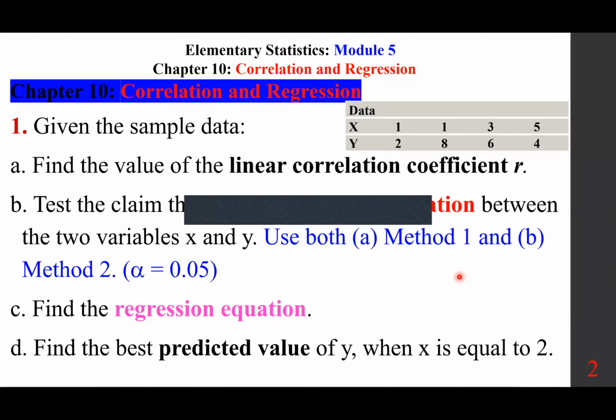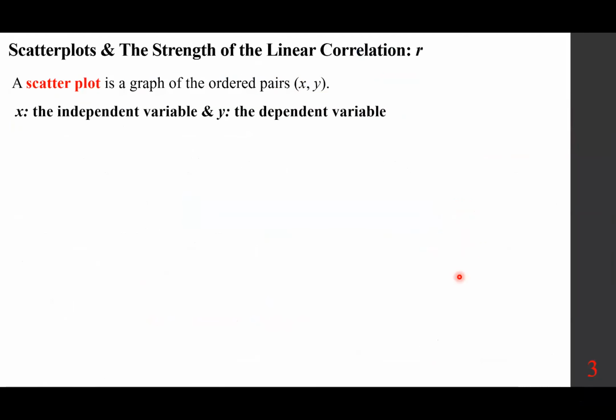Perfect. So let's see what we need to do first by looking at a couple of things here. What is a scatter plot and what is the strength of a linear correlation r? A scatter plot is a graph of the ordered pairs (x, y): x, the independent variable, and y, the dependent variable, the same variables that you're familiar with from algebra.